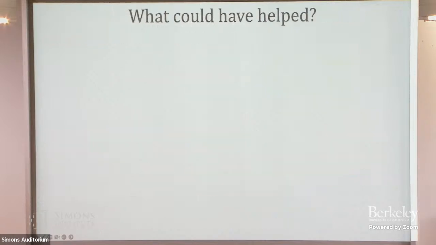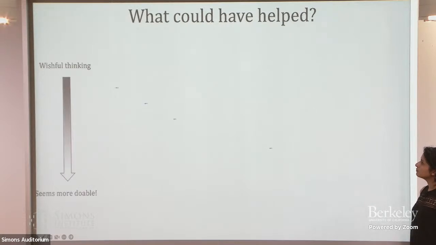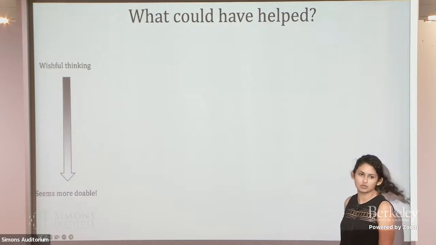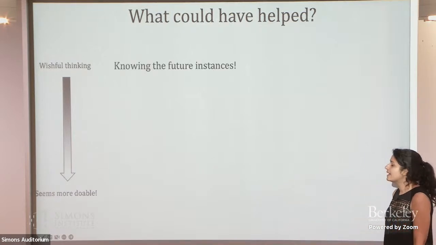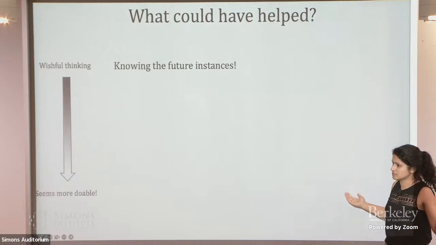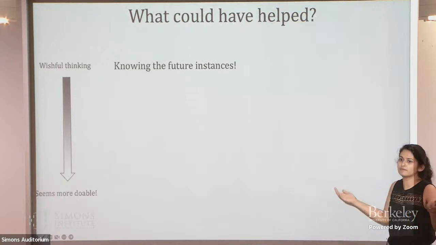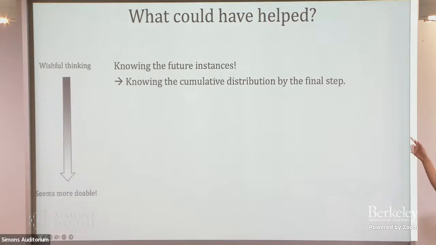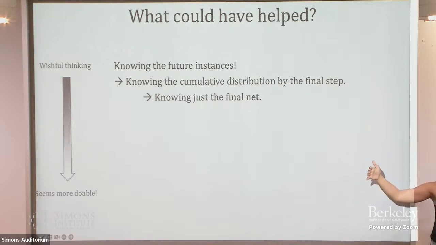So what could have helped in this scenario? Well, as I said, we're going to start by naive things that look like wishful thinking and then get to more doable scenarios. So the naive thing is that, well, if I knew the future instances, I could have created a net. That would have been great. But actually, the next naive step is that I don't need to know the future instances. I just kind of need to know the cumulative distribution. In fact, I really just needed to know what the final net would have looked like.